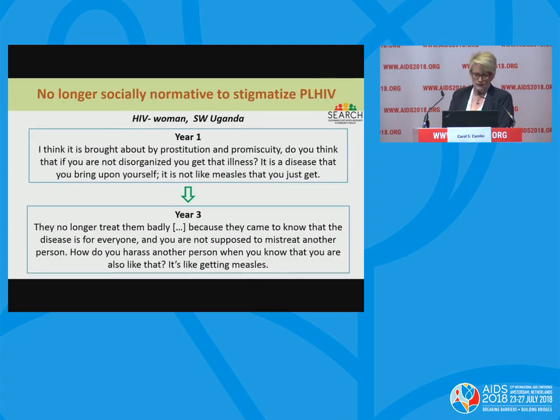And finally, about the pathway around it no longer being what we would say in the US politically correct or socially normative to stigmatize people, even if you still hold stigmatizing attitudes. An HIV-negative woman in southwest Uganda in the baseline year said, "I think it is brought about by prostitution and promiscuity. Do you think that if you're not disorganized, you get that illness? It is a disease that you bring upon yourself. It's not like measles that you just get."